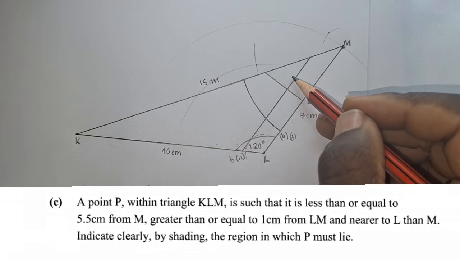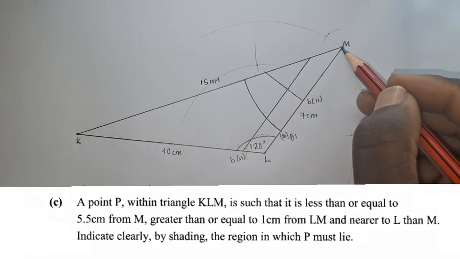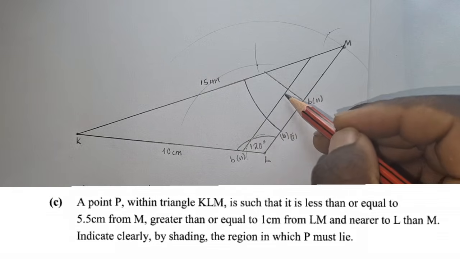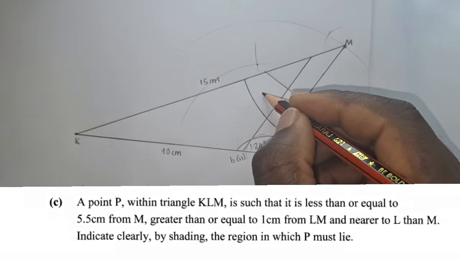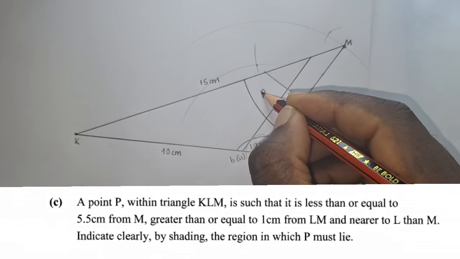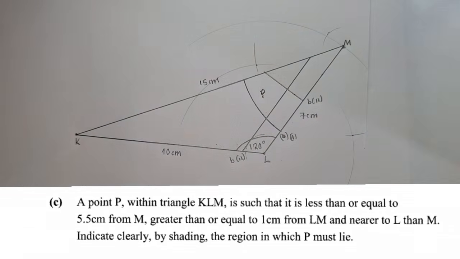They continue saying, and nearer to L than M. So M is here, L is this side. So if it's above, less, and nearer, it must be this point. This is a region right over here, okay? So we just need to shade that region.